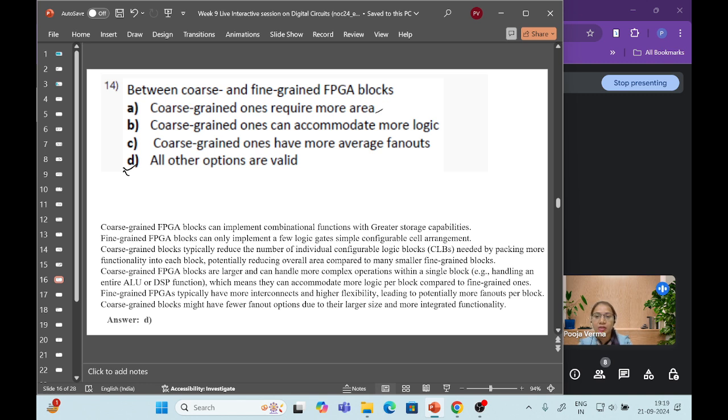Because coarse grained FPGA blocks can implement all combinational logic functions. You can read it in detail, so in that case you will find it out.